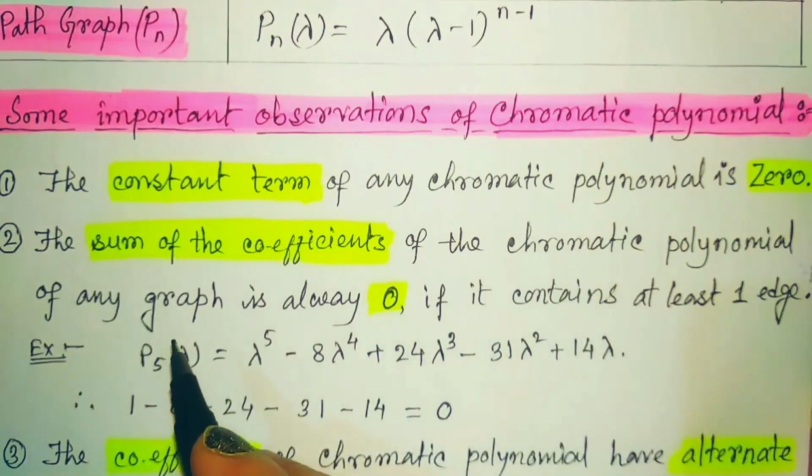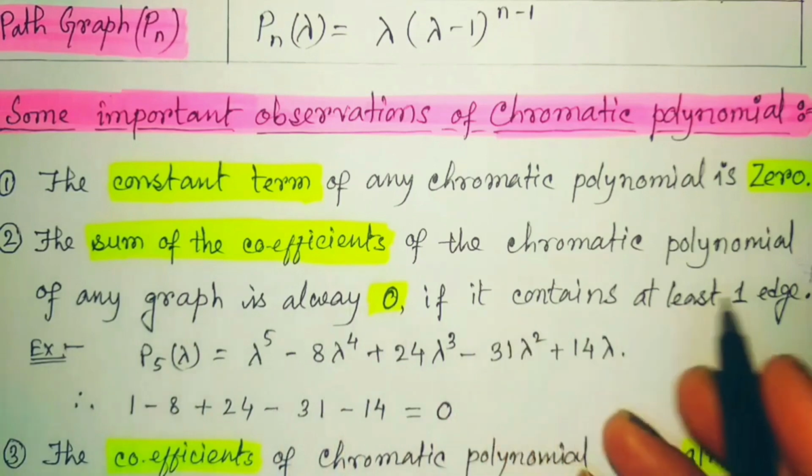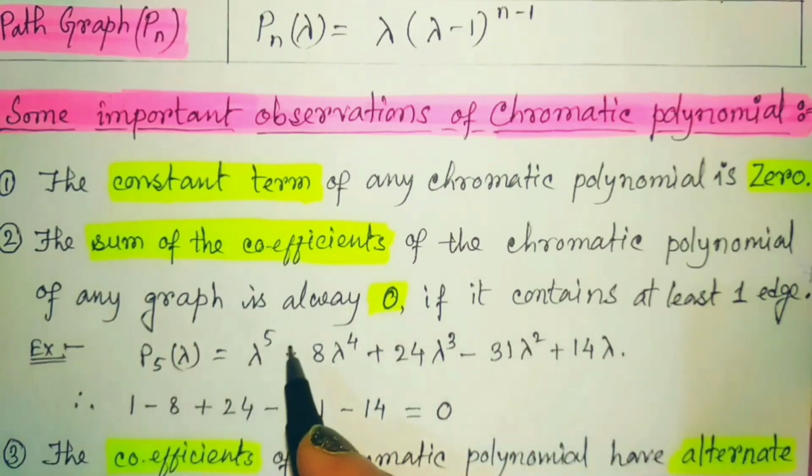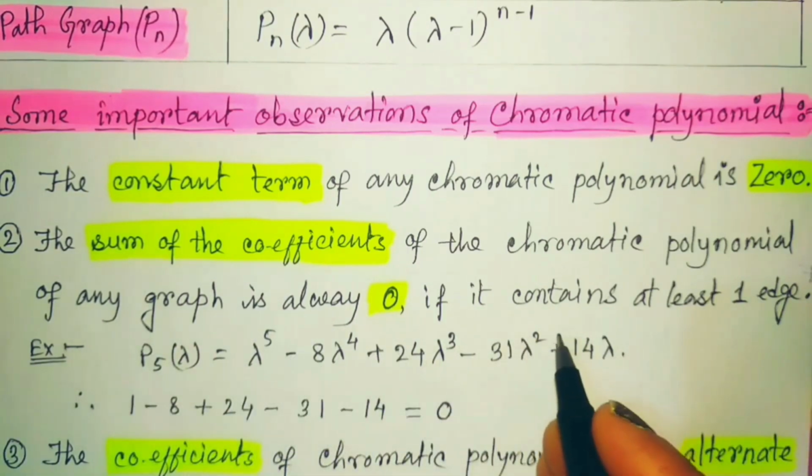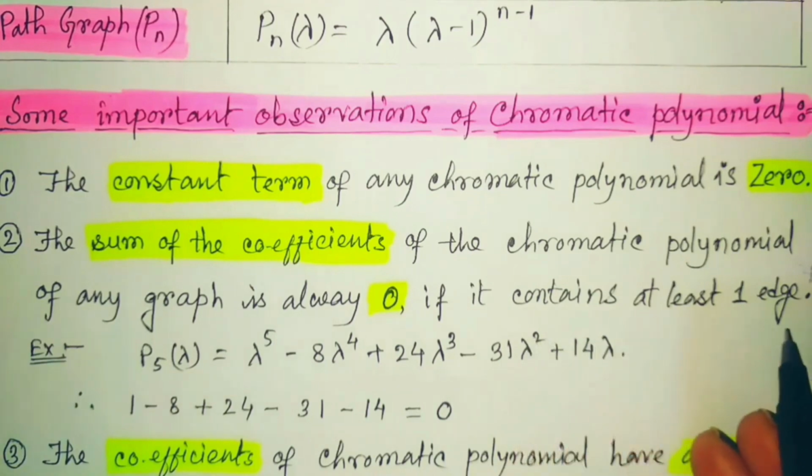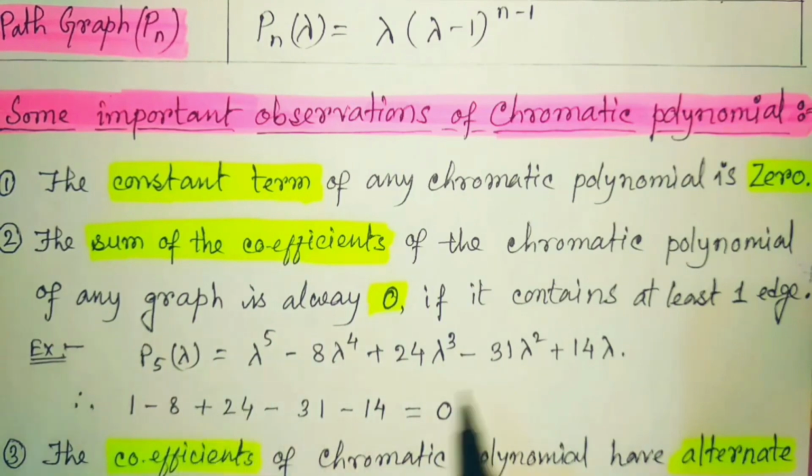The second observation is that the sum of the coefficients of the chromatic polynomial of any graph is always 0, if it contains at least one edge. So for a non-null graph, whatever the chromatic polynomial is, if we add all the coefficients in the chromatic polynomial, then the total sum is always 0.